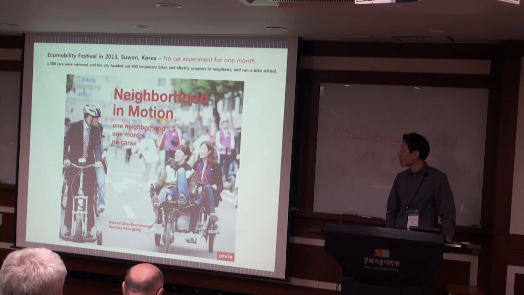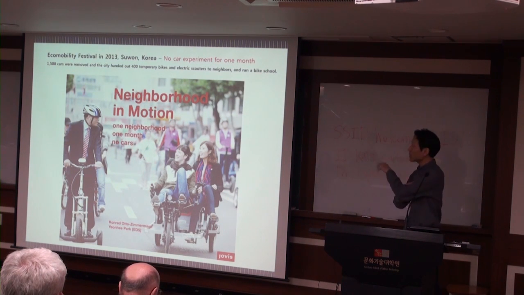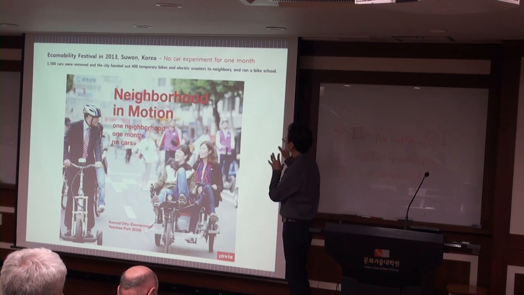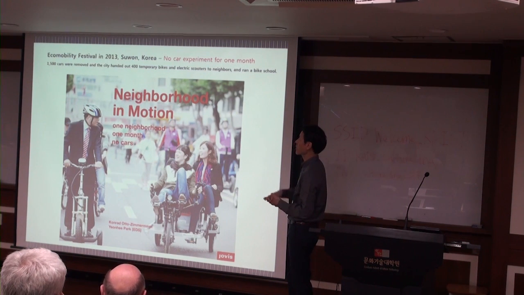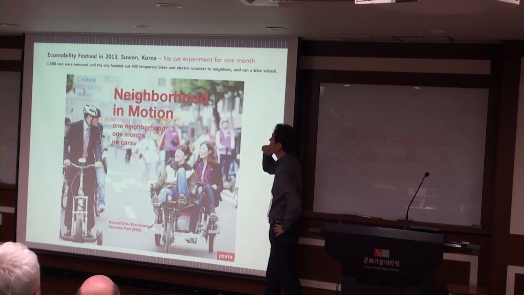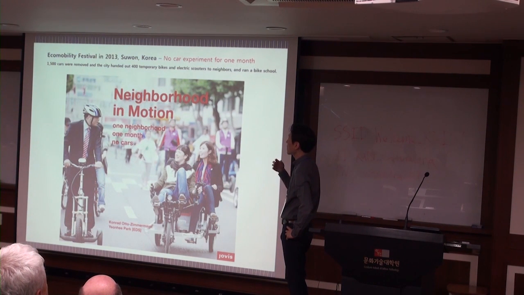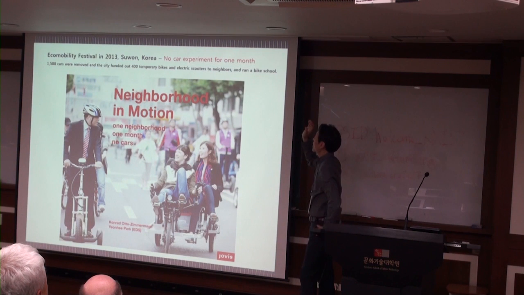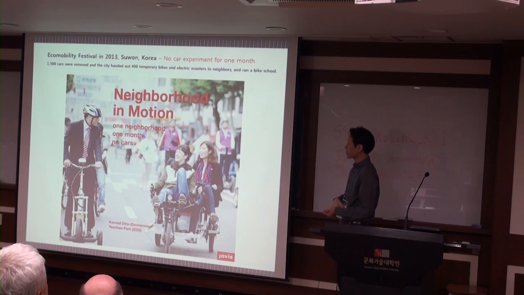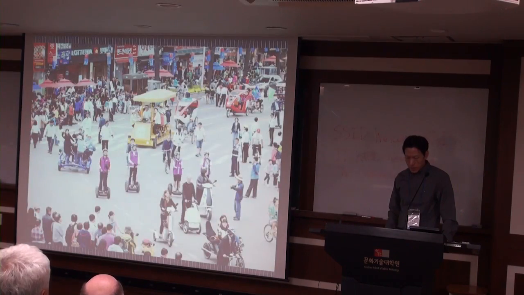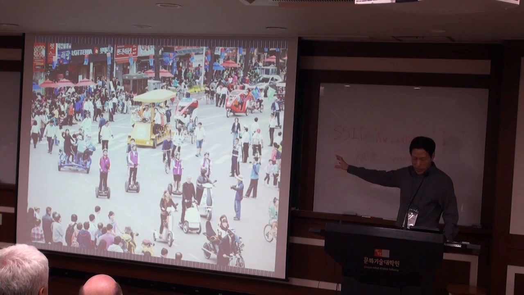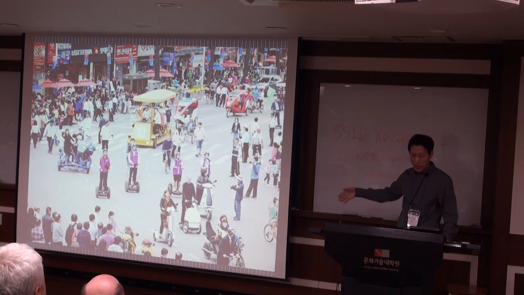In 2013, there was a very interesting experiment in the same town, same city of Suwon. It was called the No Car Experiment. For 1 month, the city decided to remove all the cars inside the residential area, and the city provided 1,500 cars removed, and the city handed out 400 temporary bikes, electric scooters, and people were encouraged to walk around. And it was actually published, and they sell it on Amazon.com. And that's the scene of the inauguration day, where people try to celebrate that event.